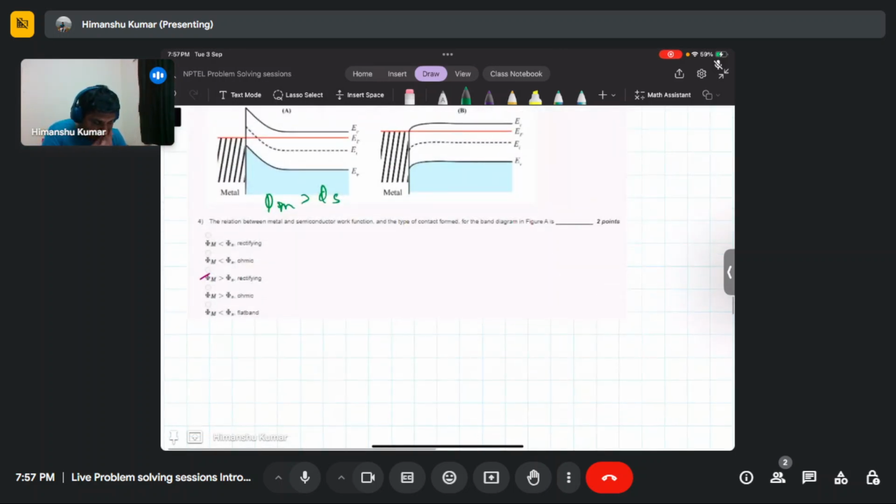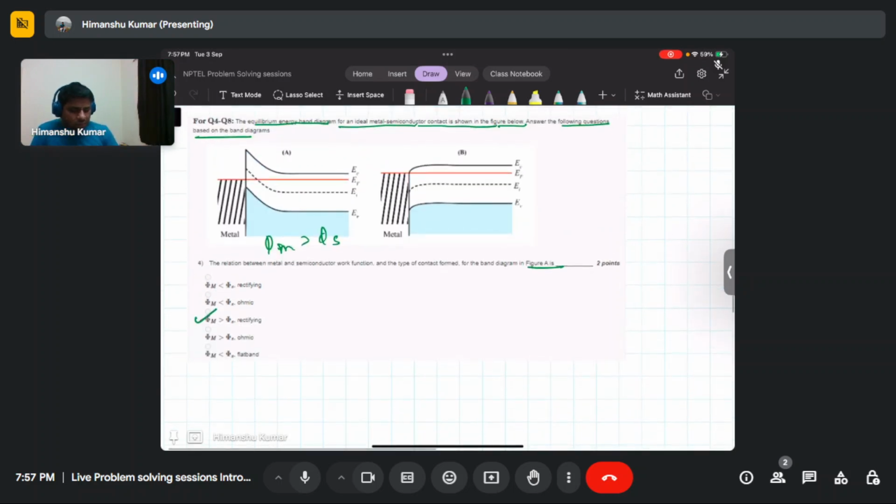So the figure A band diagram is basically phi m is greater than phi s, and as we have seen, this will behave like a rectifying contact. So how will it behave as a rectifying contact? If you apply a negative bias, this will move up.